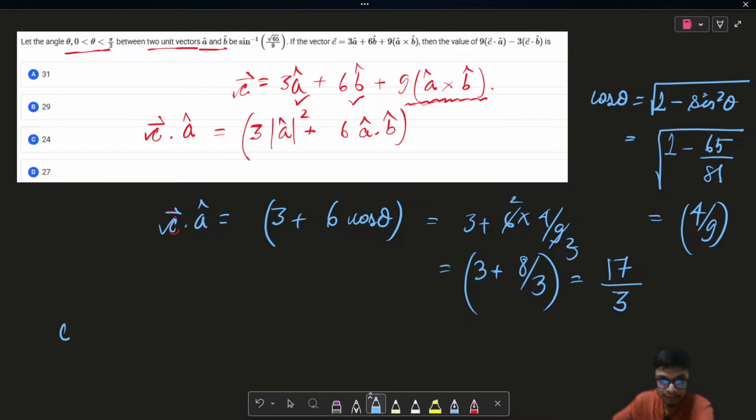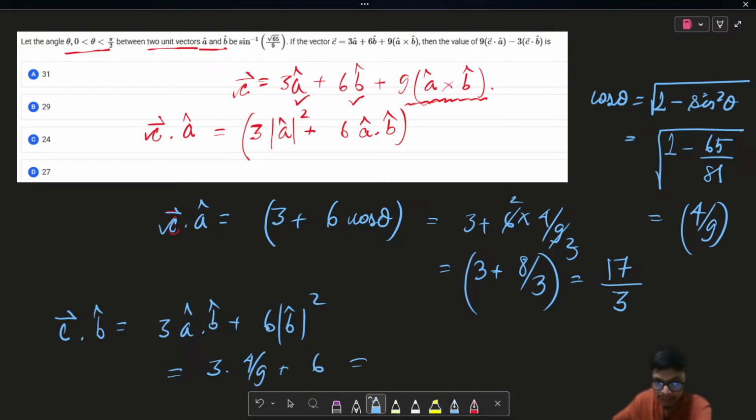Now, in similar manner, if we perform this C vector dot B cap, I'm going to get the result as 3 times of A unit vector or A cap dot B cap plus 6 times of mod of B cap whole square, and that will come out to be 3 times of 4 upon 9 plus 6, which will turn out to be 4 by 3 plus 6, and that is going to be 22 upon 3.